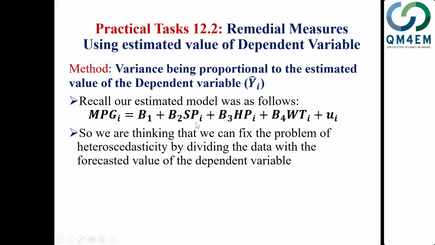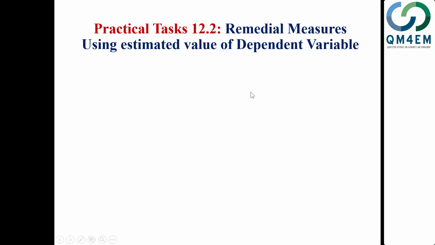So once I run this model, then I have to transform this data, because that's how we can solve the problem of heteroscedasticity. For this transformation, I'm going to use the forecasted value of the dependent variable, yi cap. Once I transform the data, then I will see if the problem of heteroscedasticity has been solved through this transformation. So let me show you first how we can apply that through EVIEWS.